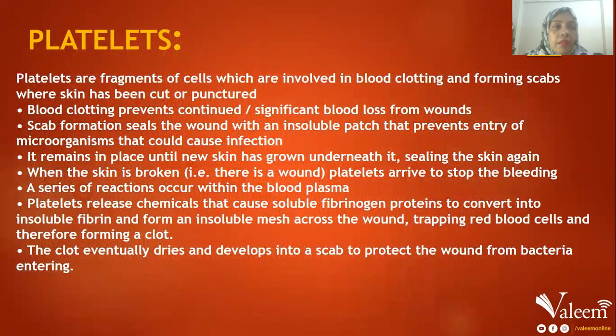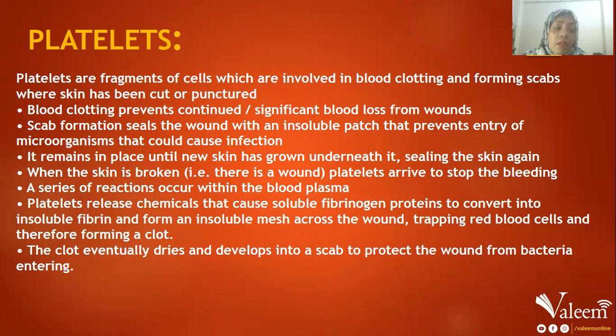Now, another type of cells are platelets. Platelets are not basically cells, they are fragments of cells, or pieces of cells, which are involved in clotting and forming a scab where the skin has been cut or punctured. If you have any injury or cut on your elbow, your knee, or any part of the body, the platelets are involved in making a clot over that region and forming a scab. And what is a scab?